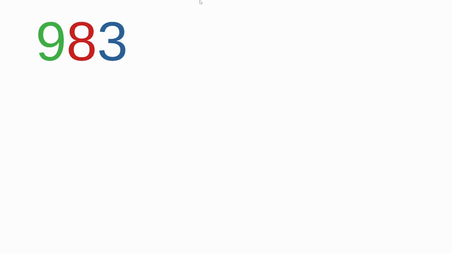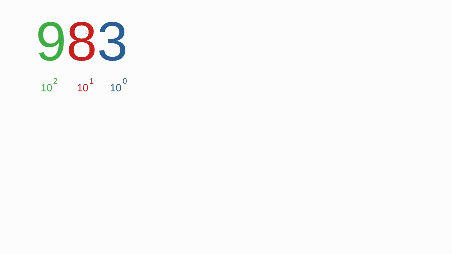So here we have a number that's 983. This is a decimal number. And what that means is each column has 10 possible values. So the first column is 10 to the 0. Second is 10 to the 1. And the third is 10 to the 2, which will make more sense in just a second when I show you that works out to being the 1s column, the 10s column, and the 100s column.